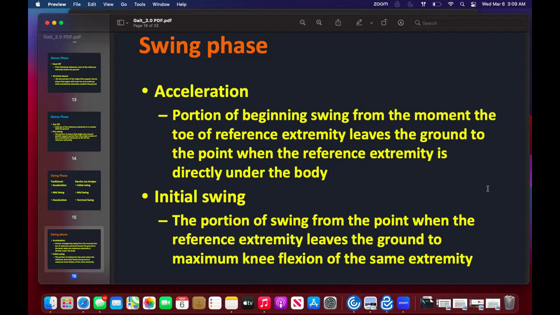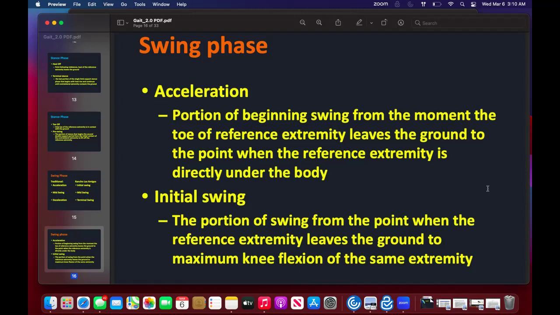But I would even go so far as to say, if you print out the gait cycle that I presented at the beginning, you actually put the picture of each one of these with the definition so that you can have that visual aid right next to the actual definition. Okay? So again, acceleration, initial swing: we're trying to make the extremity as short as possible.